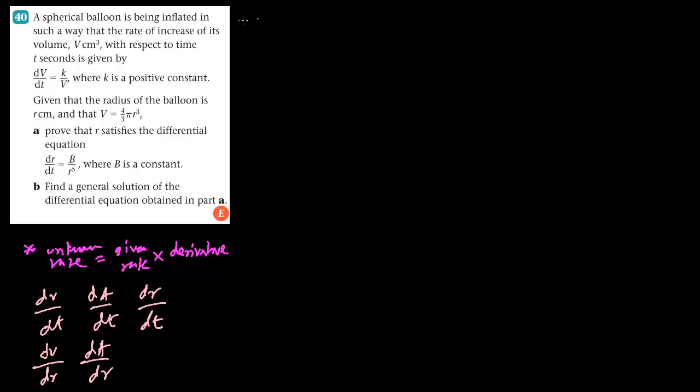So the first thing that we have to do is a spherical balloon. So it's a sphere. So volume of a sphere is 4/3 pi r cubed. Let me write it over here. So 4/3 pi r cubed. This is the volume of a sphere, and the rate of increase of its volume means dV by dt is given by this.